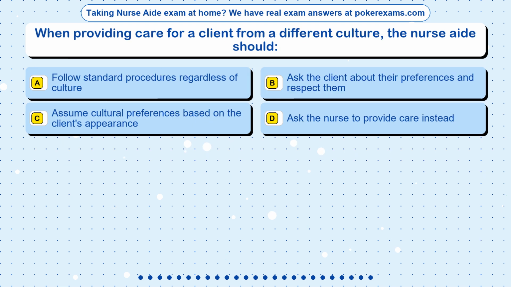Question 16. When providing care for a client from a different culture, the nurse aide should: Option A, follow standard procedures regardless of culture. Option B, ask the client about their preferences and respect them. Option C, assume cultural preferences based on the client's appearance. Option D, ask the nurse to provide care instead.